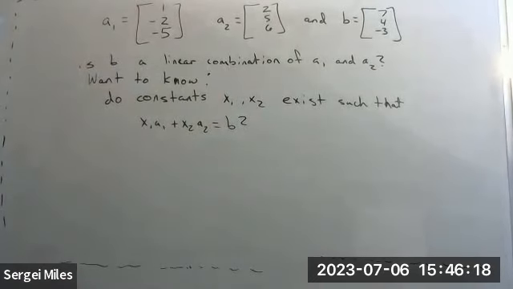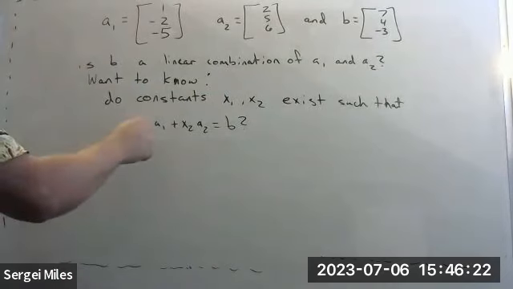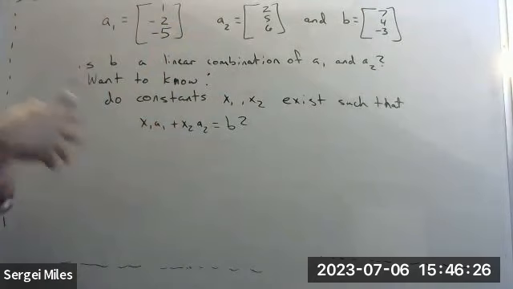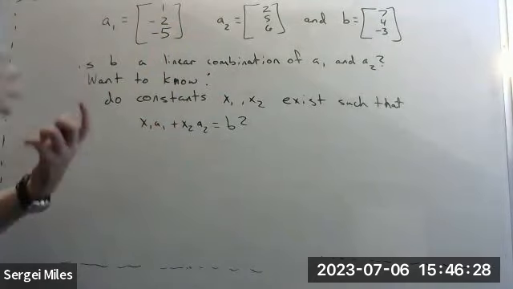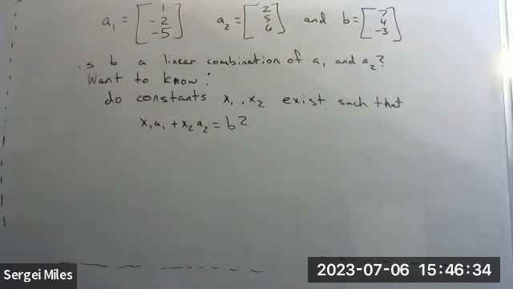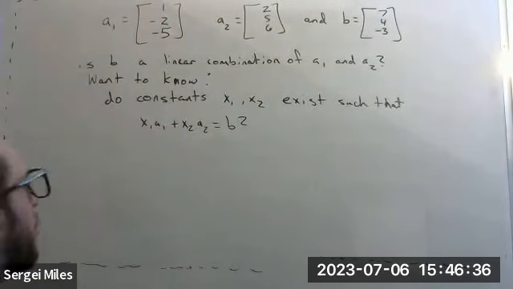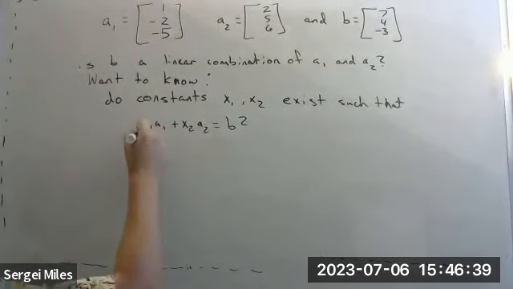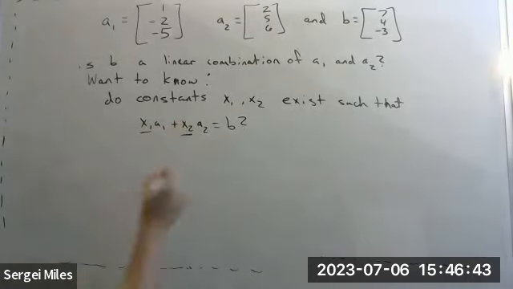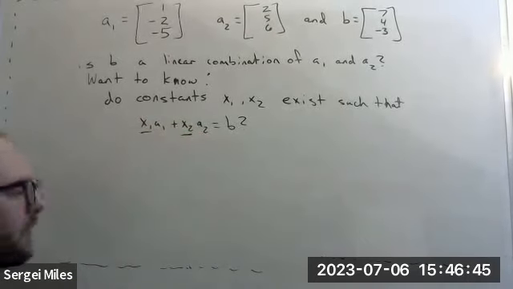If B is a linear combination, then that means there's some way to scale A1 and A2 by some constants, that if I multiply them by constants, I get vector B. We want to know, is this possible? Okay, so how do we solve this? Well, really what we're boiling down to is we're trying to find out, does an x1 and x2 exist that can make this happen?